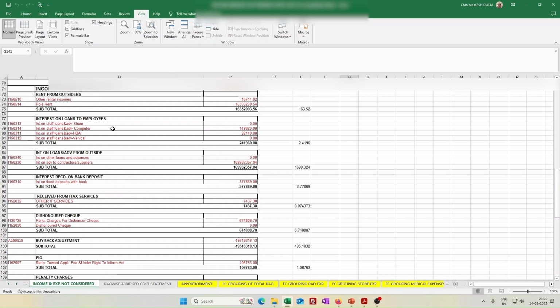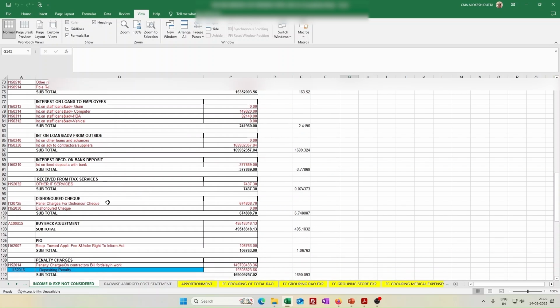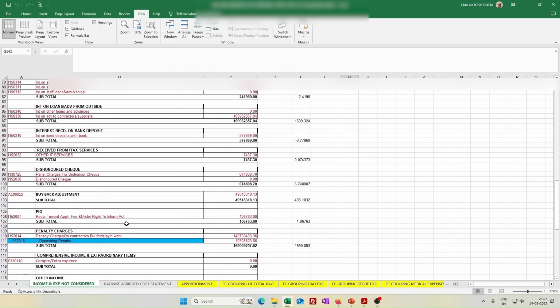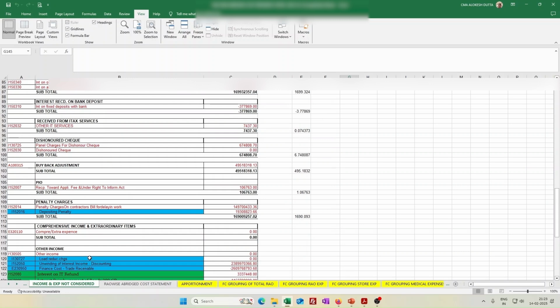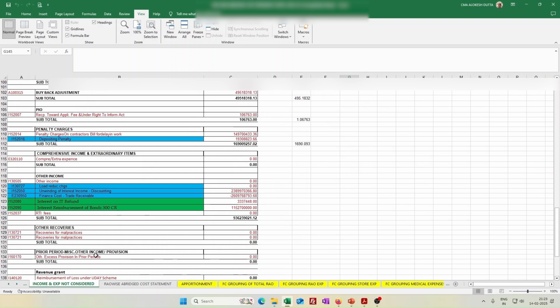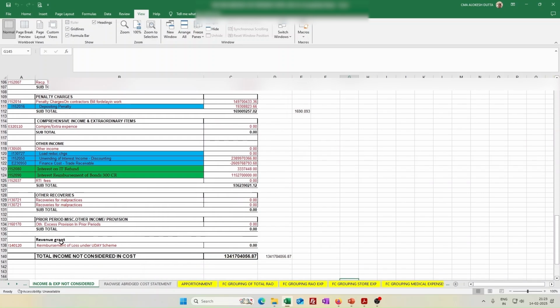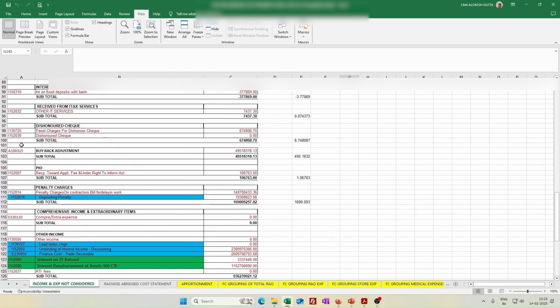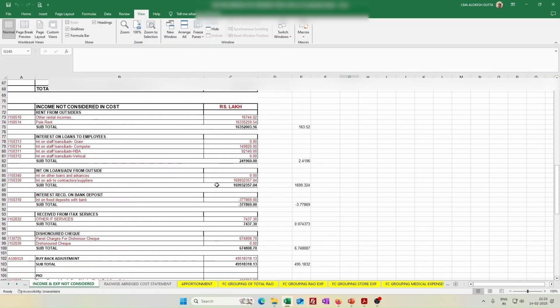Interest on loans to employees, interest on loans from outsiders, interest receipt from bank deposits, receipt from tax services, dishonored cheques, buyback adjustment, PIO expenditure, penalty charges, comprehensive income expenditure, other recoveries, prior period income and other income provisions, revenue grant. These are all purely financial in nature and, as per cost accounting standard, should be excluded from the cost of production. So here is the chart.